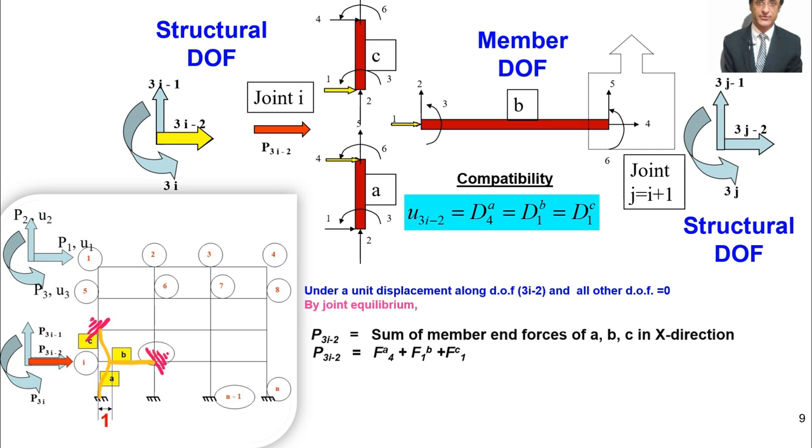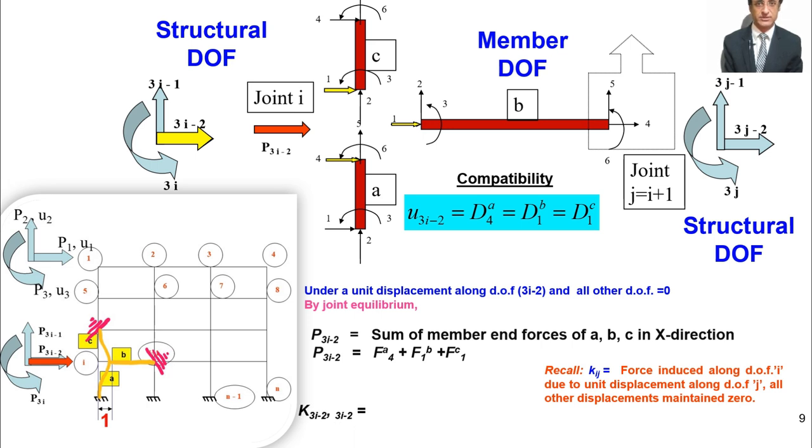We have just now asked the question and we have responded. By this definition of the Kij, this is the term of the stiffness matrix, because we have applied unit displacement. So this must be K 3i minus 2, 3i minus 2, this particular force. Agreed? Now what should be this force? F4A, F4 of member number A.